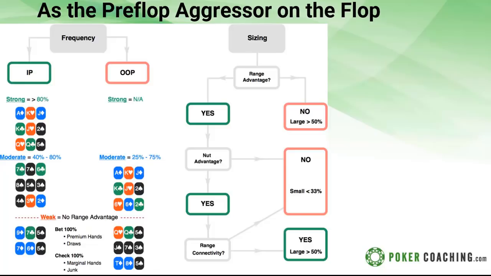Now, obviously, this is not going to very clearly nail down every single situation you could possibly be in. There are going to be some spots where you want to be betting bigger. Some of these connected boards, depending on your position, you are going to want to bet big despite not really having the nut advantage. So this is not perfect.